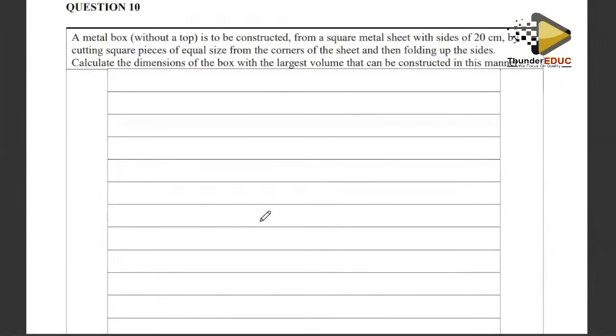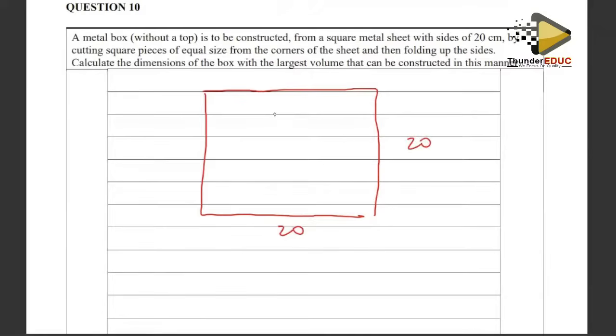Okay. Then question 10, a metal box without a top is to be constructed. And we saw this question during our preparation from that paper we saw. So a rectangular metal box. Okay, so no, it's not rectangular, it's a square. So this is 20, that is 20. Then we have to cut out corners that are of equal measurements.